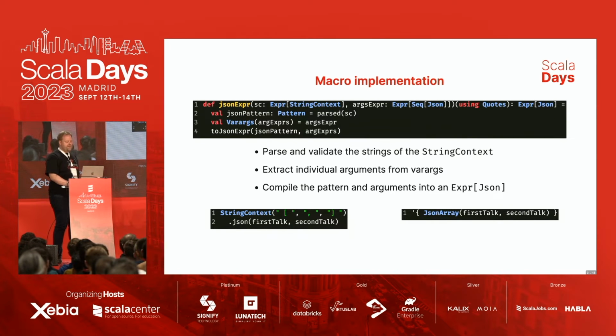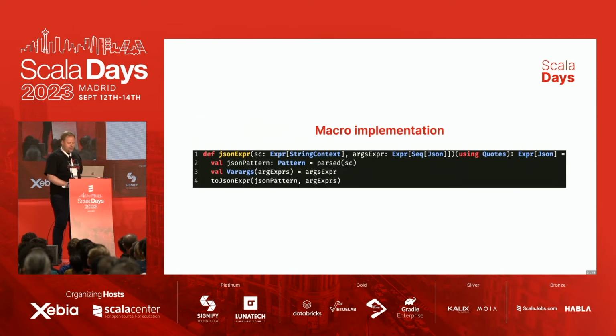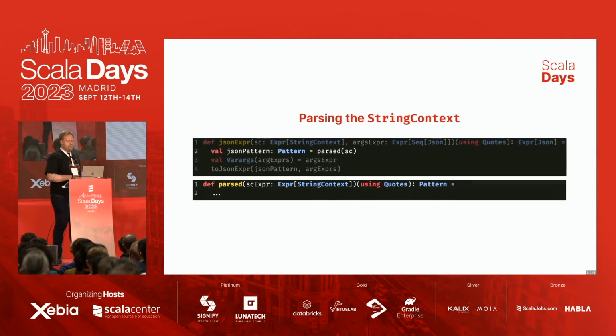And finally, we need to compile this pattern and the arguments into some code. In our example, we want to generate this JSON array receiving the arguments directly. So this is the basic implementation. We need to go into the details of how we're going to parse this.